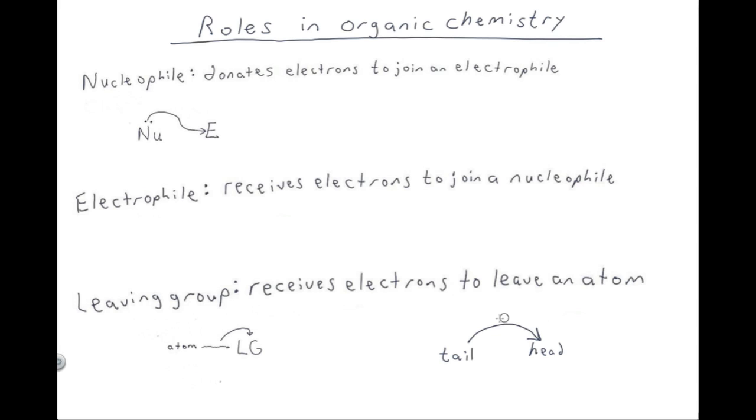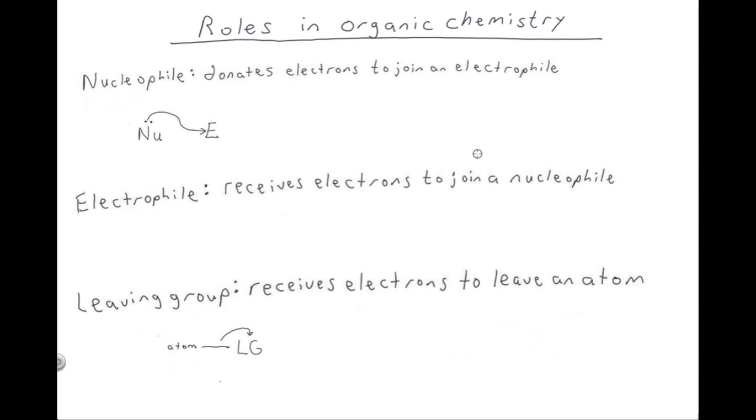We can use these terms for the head and the tail of an electron-pushing arrow. A nucleophile goes at the tail of the electron-pushing arrow because it's an electron donor. An electrophile and a leaving group go at the heads of electron-pushing arrows because they are electron receivers.